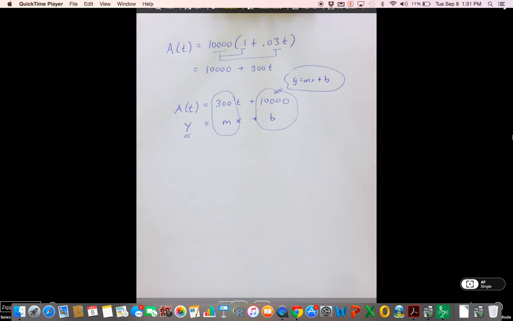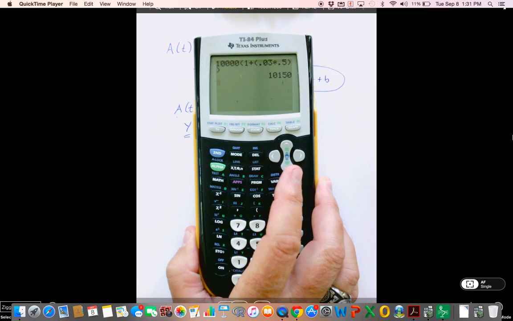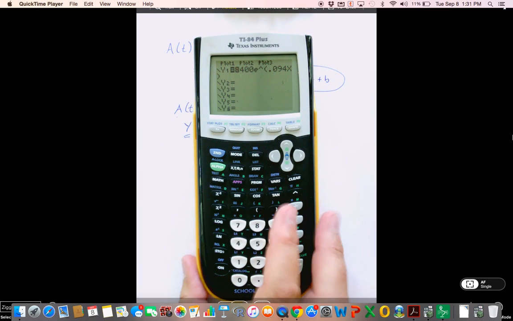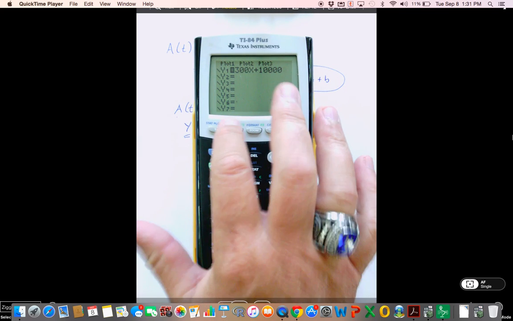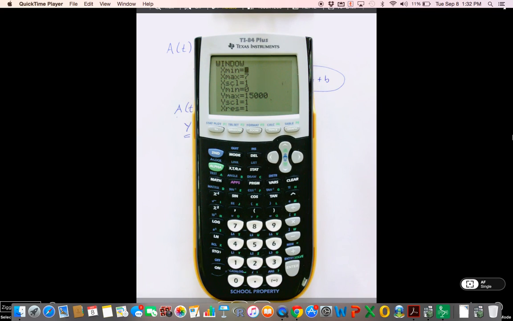Now, it's going to be kind of cool, something in your calculator that you could do. We can come up to y equal, and we can get rid of that, and we can just type in 300. We can't use t, we're forced to use x, plus 10,000. And we can graph that over the window that we choose. So how many years do we want to go out? Well, let's just say we want to go out 10 years. Start at 0, go out 10 years. And then we have to set our y accordingly.